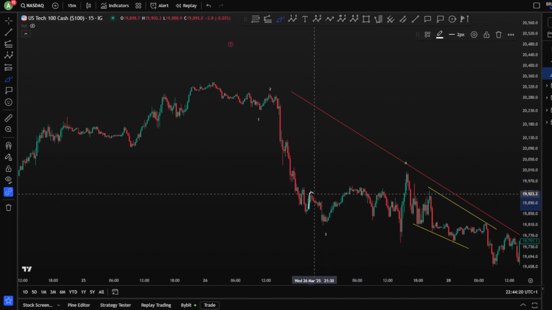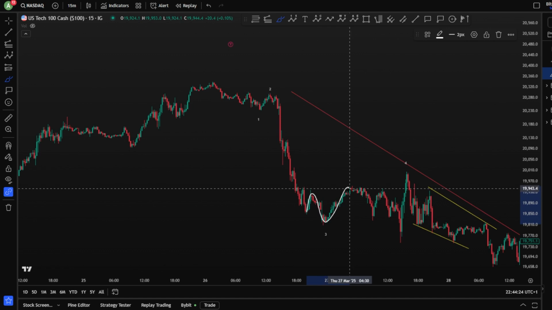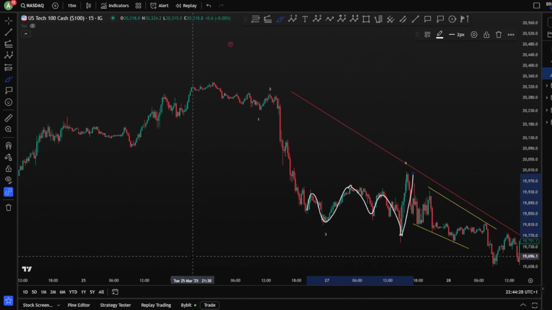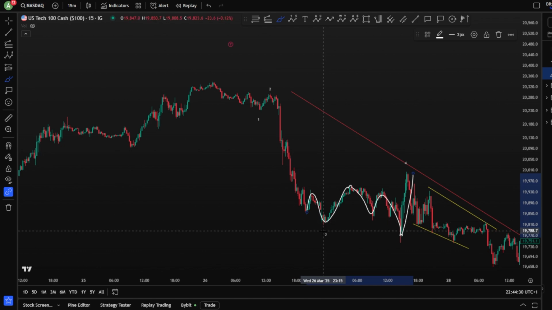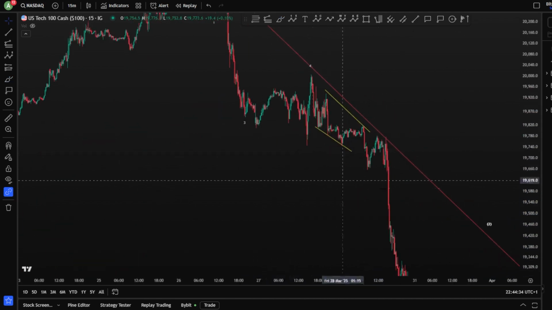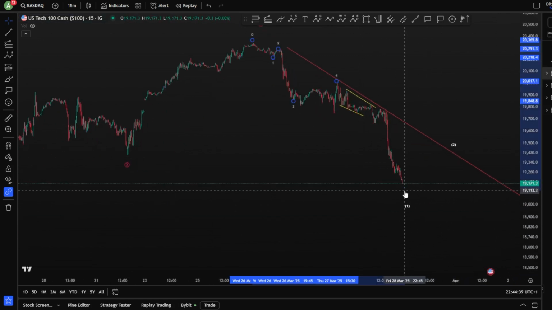Starting from this area, let's say A, B, and a C therefore. A as an expanding flat, B as a zigzag, and wave C as an impulse. You don't have any other choice. So even if your wave 3 is here, yep, these are the scenarios. It is a very extended wave 5.